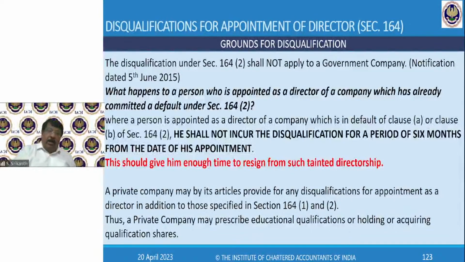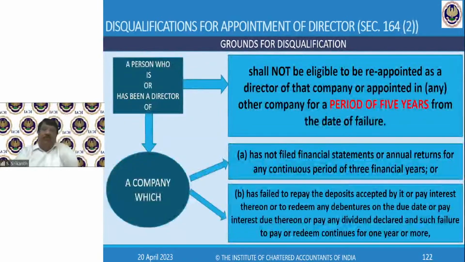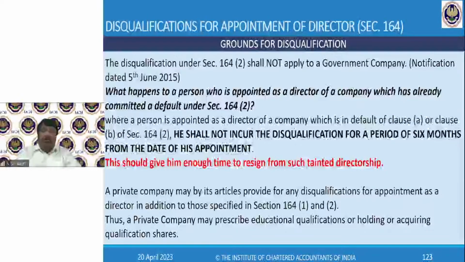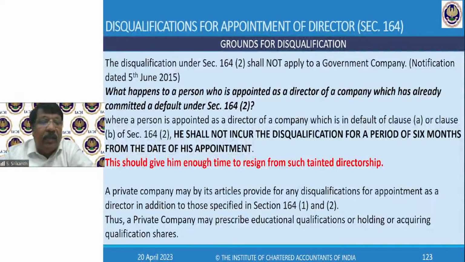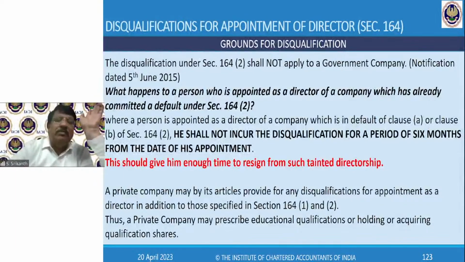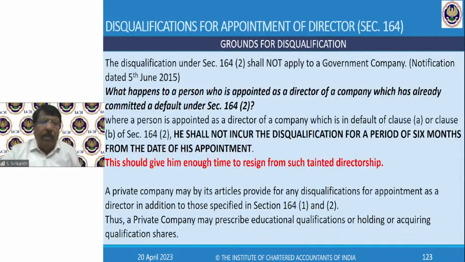Already means what? Already 3 continuous financial years, they have not filed the financial statement or annual return. Now our friend is appointed there, where a person is appointed as a director of a company which is in default of class A or class B of 164(2), he shall not incur the disqualification for a period of 6 months from the date of the appointment. Idea is, unknowingly he's given 6 months to verify. He goes in, he finds they have not filed. Oh my God. So he has given 6 months time to resign from such a tainted directorship straight away and come out.